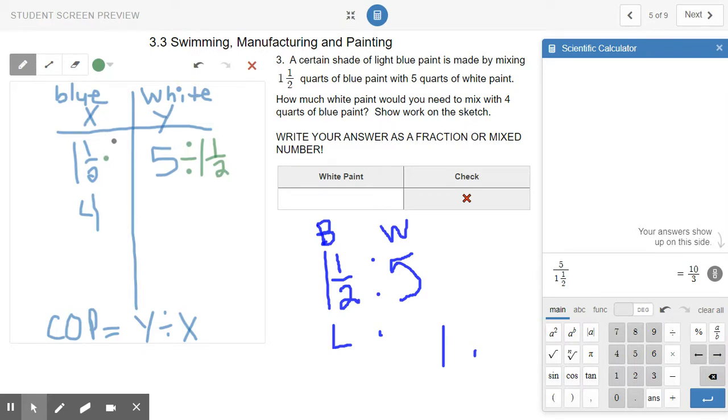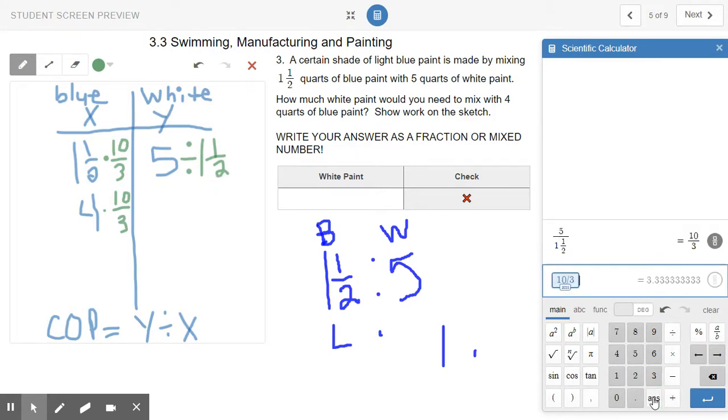So if we have 10/3 as our COP, that means if we multiplied 1.5 by 10/3, we've got to multiply 4 by 10/3. And so if I come back here, we're going to do 10/3. I just hit answer and it copied my answer. And we're going to multiply it by 4. And again, I get a fraction. I get a weird decimal.